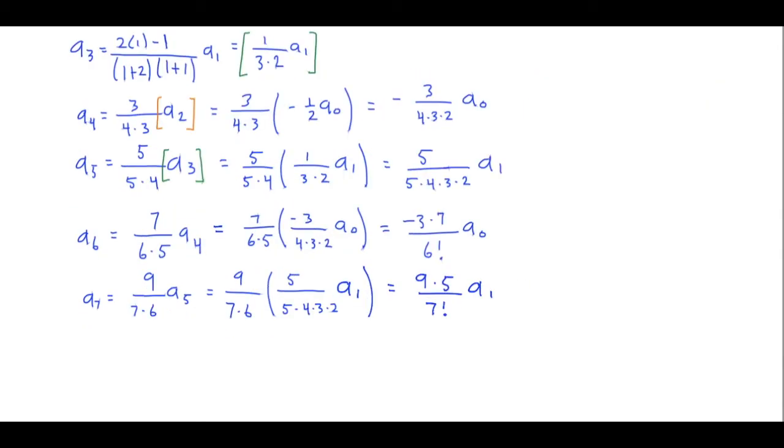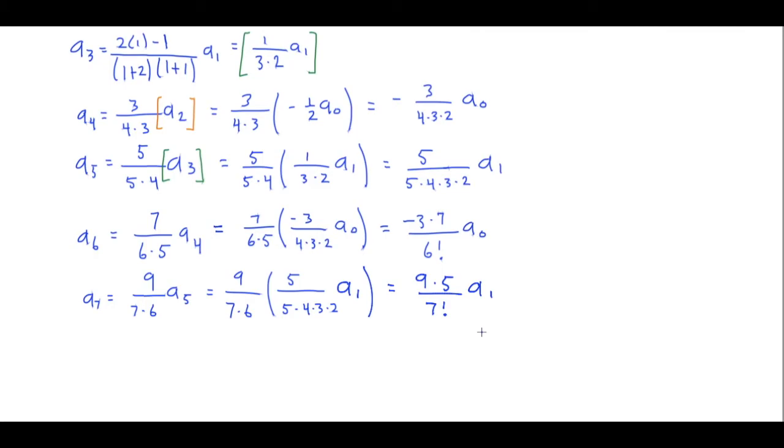So I was able to compute expressions for a sub 6 and a sub 7, once again in terms of a sub 0 and a sub 1 respectively, and I'm starting to notice a pattern to these computations. For example, all of the even coefficients are negative, and the denominator in each even coefficient just looks like the index factorial. Actually, that denominator rule seems to be true across the board. A sub anything will always be that index number factorial.